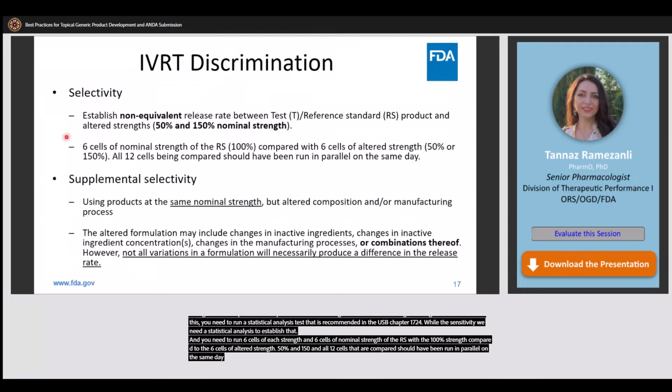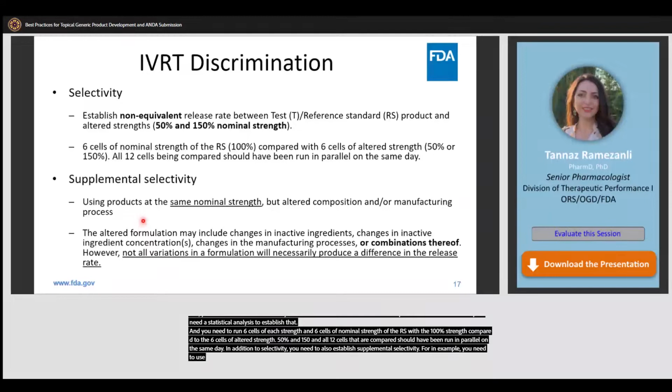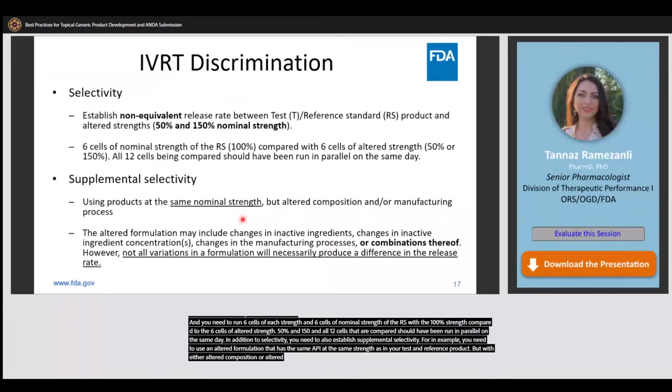In addition to the selectivity, you also need to establish supplemental selectivity. For this study, you would need to use an altered formulation that has the same API at the same strength as in your test and reference product, but with either altered composition or altered manufacturing process. And you need to show that the release rate of this altered formulation is not equivalent to the release rate from your test or reference product.